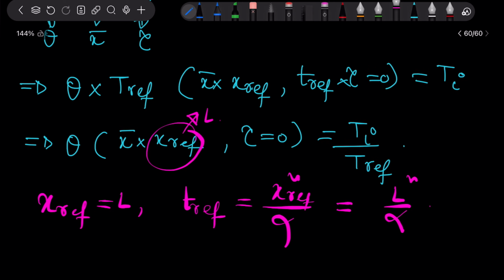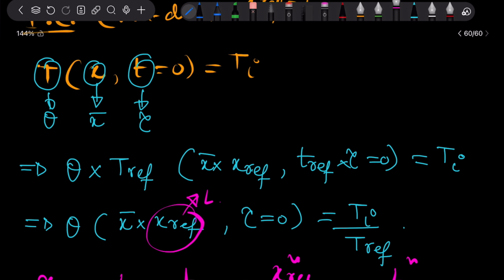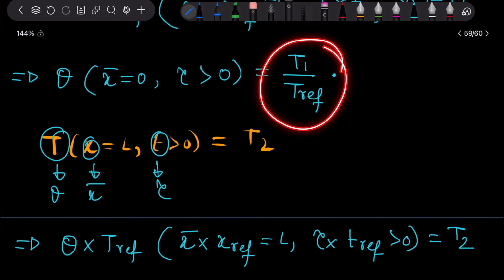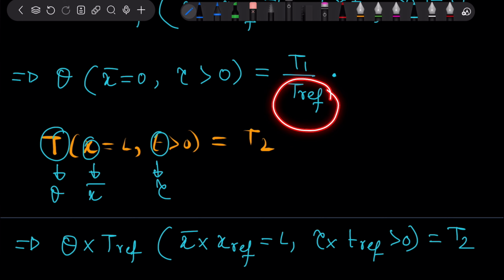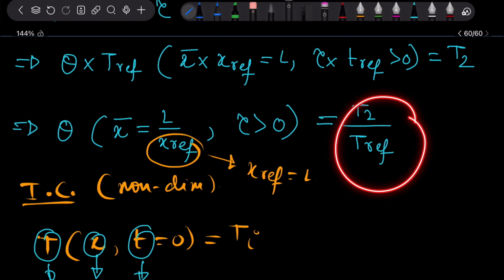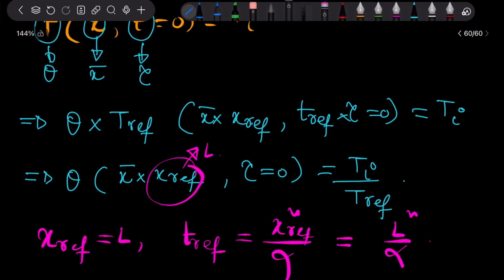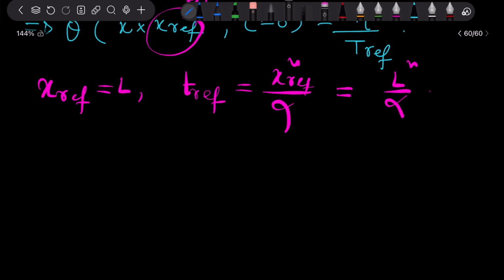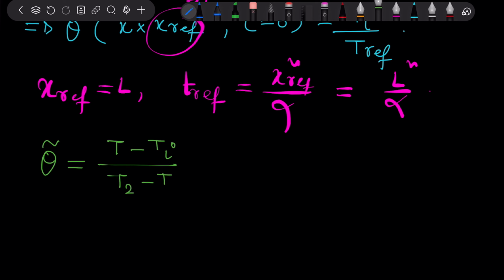So you see, you have here theta equal to T by T ref, Ti by T ref, and here T2 by T ref, and here T1 by T ref. If you choose T ref equal to T1, then this will be 1, but this will be some another number, T2 by T1, and this will be some Ti by T1, some another constant. So what can be the best choice for T? Right? Now I define some other theta. So maybe I can call that as my theta tilde, and I define that as my T minus Ti by T2 minus T1.